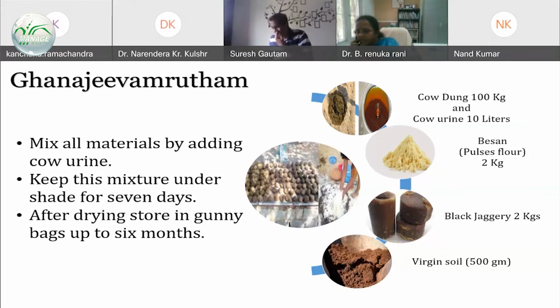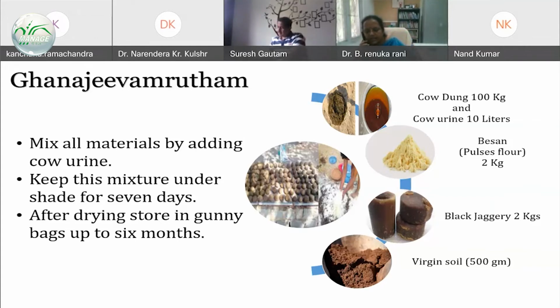Just spread 100 kgs of cow dung and sprinkle the besan and gomutra. Then mix the jaggery in gomutra, make a solution and sprinkle it. Then mix the virgin soil in thoroughly with a spade or by hand. Then make balls and shade dry them for 7 or 8 days, then you can store it. Then make the powder and apply it to the soil. So this is the ghana jivamritam.